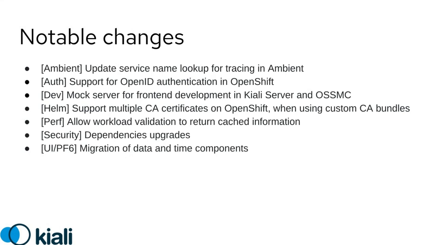Another change is that there is now support for OpenID authentication in OpenShift, which was not supported before, just OpenShift and token. There is now a mock server that is going to be very helpful for front-end development, where you don't have to start the backend service, and it's going to be especially useful when we are working with complex environments, like, for example, multi-cluster, which are sometimes hard to set up just for development. There is a new change in the Helm charts to support multiple CA certificates on OpenShift when using custom CA bundles.